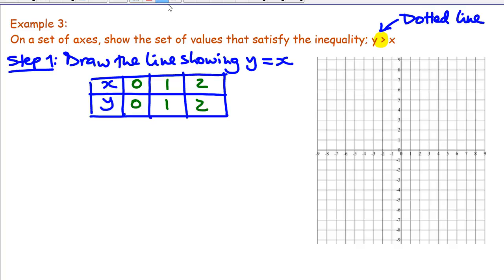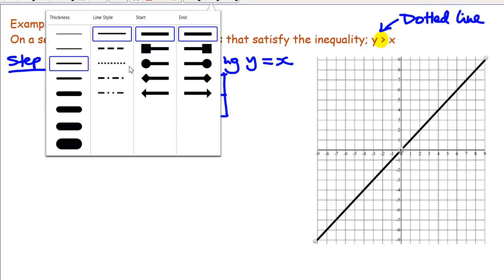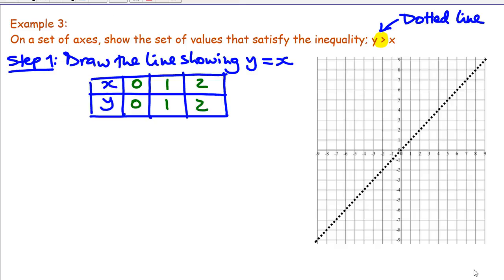Now you need to use a ruler when you're drawing these lines. Do not draw them freehand. So y is equals to x. Now remember, it's a dotted line. So something like that. So this is y is equals to x. All right, step 2.